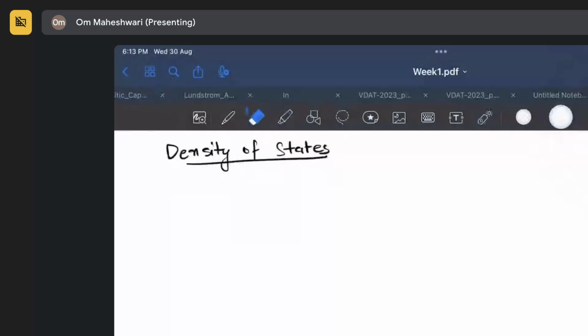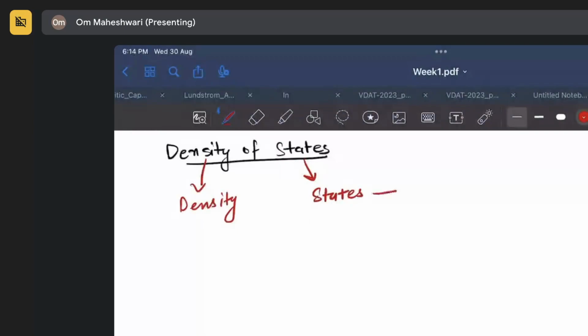So density of states. Okay, so it has two terms: density and states. States is the available seats for the electron if we talk about density of states of the conduction band. And density just means per unit volume.